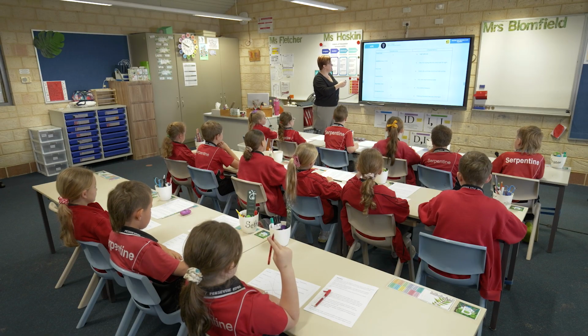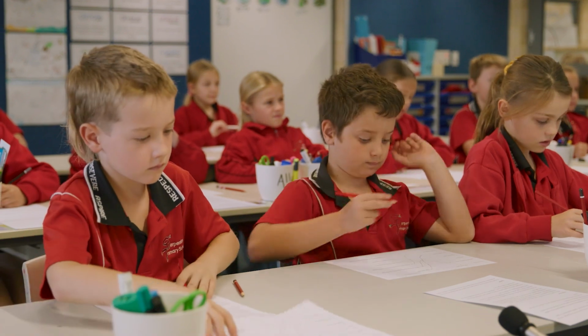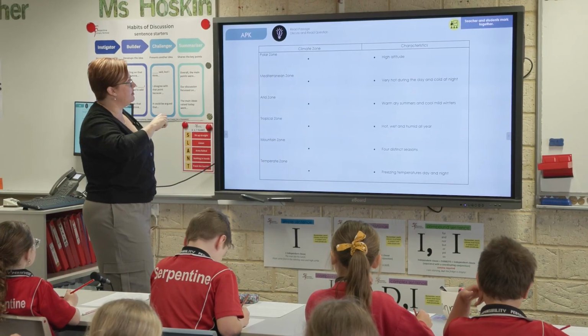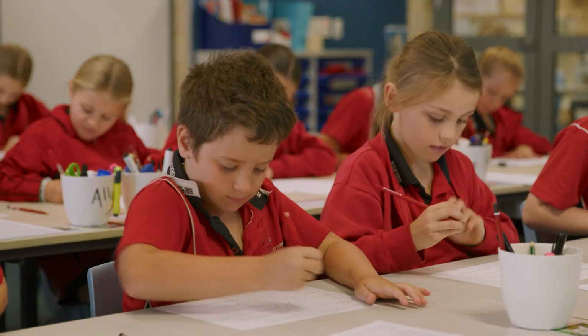Okay, climate zones and characteristics. You should have put a line from one climate zone to one characteristic on your page. Let's see how we go. Polar zone, freezing temperatures day and night. Tick it if you got it correct.